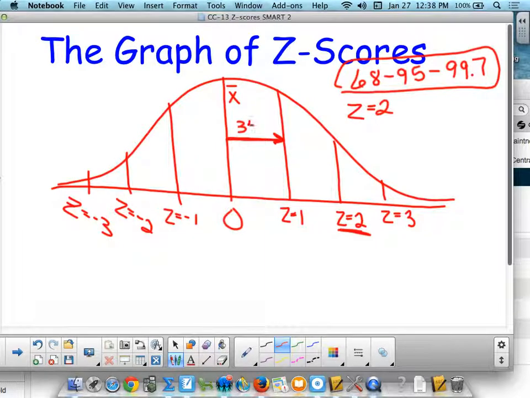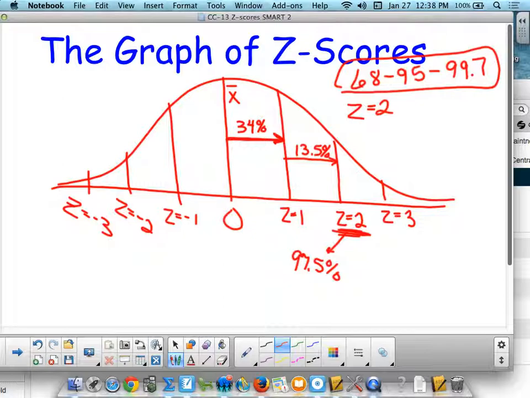34%. What about this one? 13.5. Does that tell you that if that's your z-score, you did better than what percent of the people? 97 and a half, you're right. So a 2 should equate to 97.5%.